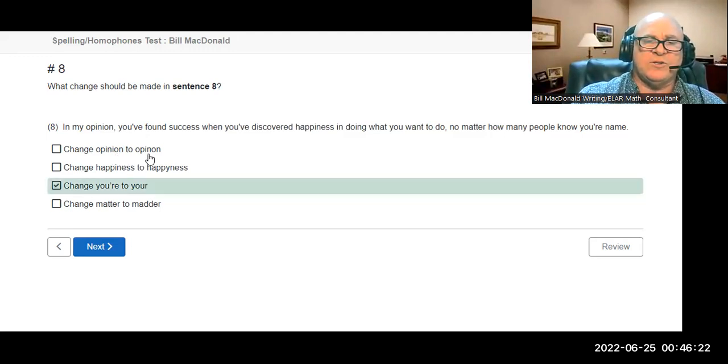And we know there's no such thing as up and on. Happiness, we have to drop the Y and add the I when we're changing to happiness. And matter and matter. You got matter and matter. We're not even talking about emotions on that part of the sentence. If you look at it, no matter what, how many people know your name, no matter. So we weren't talking about emotions on that piece of the puzzle. So I would eliminate that choice.